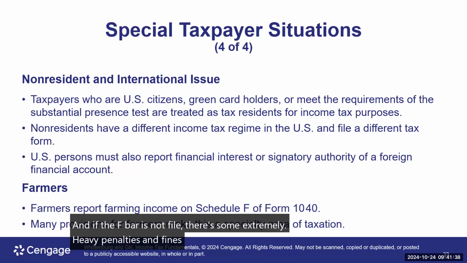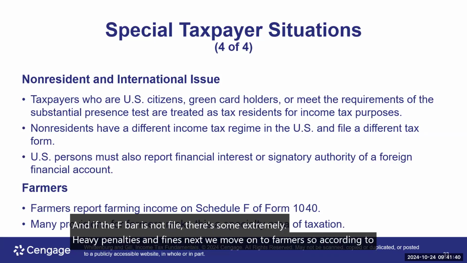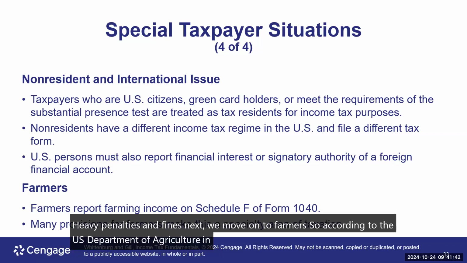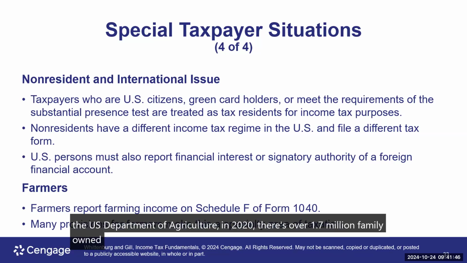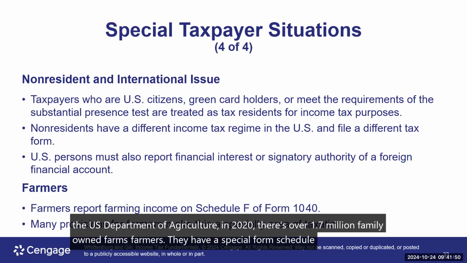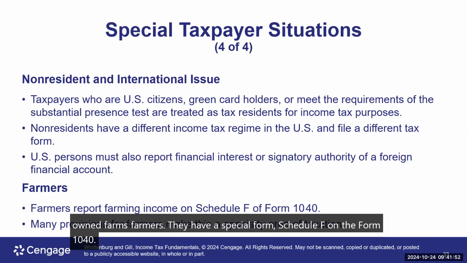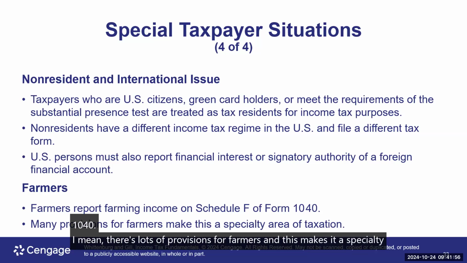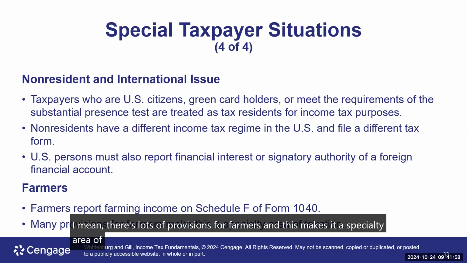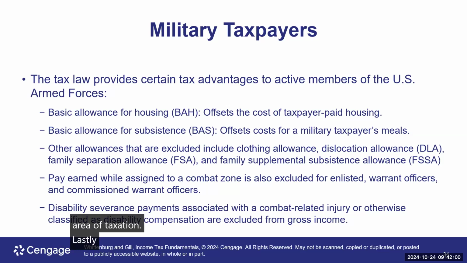Next, we move on to farmers. So according to the U.S. Department of Agriculture in 2020, there's over 1.7 million family-owned farms. Farmers, they have a special form, Schedule F under Form 1040. And there's lots of provisions for farmers, and this makes it a specialty area of taxation.